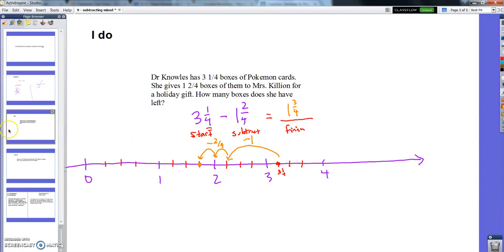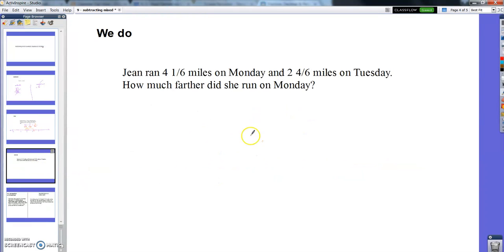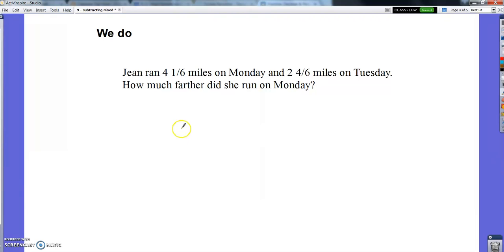All right, open your math notebook. Let's do one together. Our second example yesterday was about Jean and her running. Jean ran 4 1/6 miles on Monday and 2 4/6 miles on Tuesday. How much farther did she run on Monday? So here I'm looking to do 4 1/6 minus 2 4/6 equals whatever.